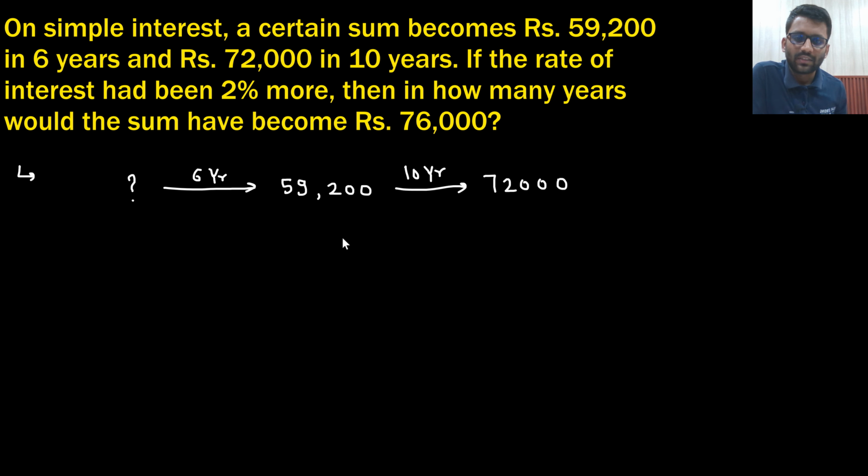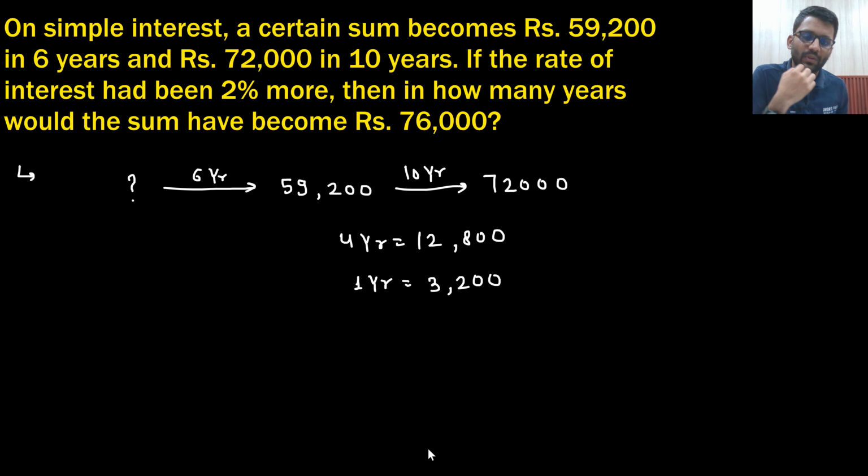That means in these 4 years, how much are you paying me? So 72,000 minus 59,200 is 12,800. So in 1 year, how much are you paying me? 3,200, right? Is this much of the calculation clear to you? Well and good. So in 1 year, you are paying me 3,200.